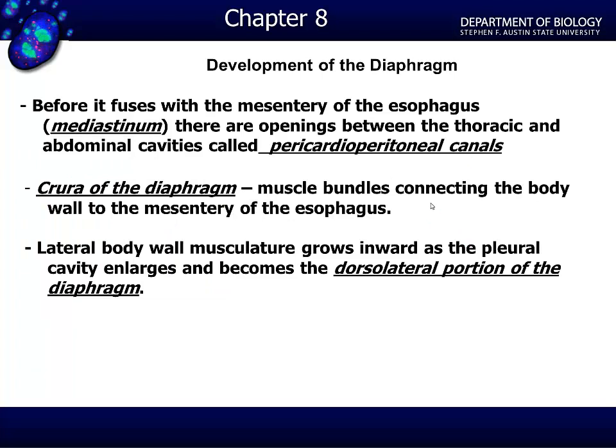Now, we've got the pericardio-peritoneal canals, and we're going to see that those are going to be the last things to close. The muscle bundles that we see are going to be contributed from the body wall musculature as well, coming into this region of the mesentery of the esophagus. These are going to be the crura of the diaphragm. Now, these are small muscular bundles. We saw them in the previous image. We'll see them here in just a minute.